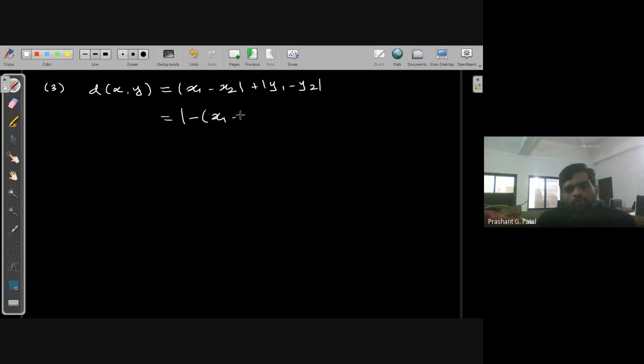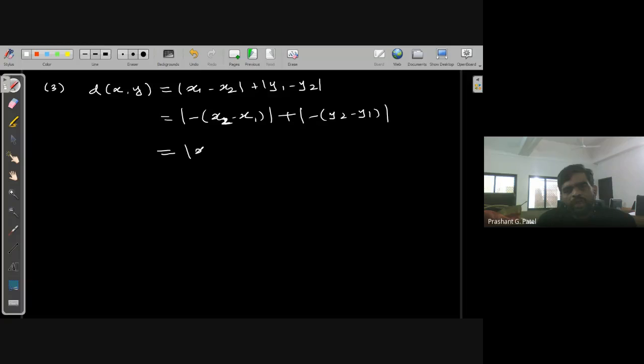The third condition that we have is d of xy is the same as d of yx. For that I'm starting with the definition, that is mod of x1 minus x2, and as per the property of the modulus, we can say that this is mod of x2 minus x1, and this is mod of y2 minus y1.